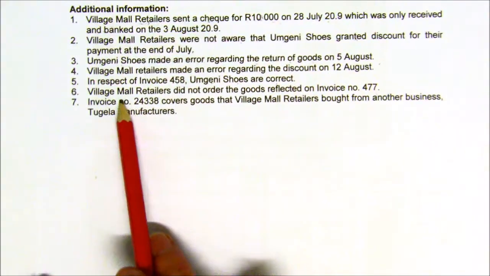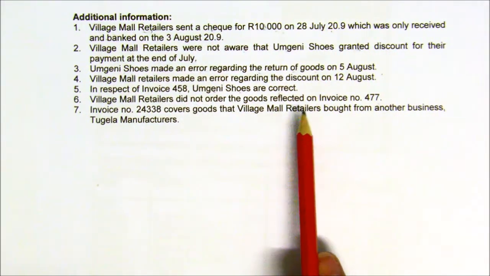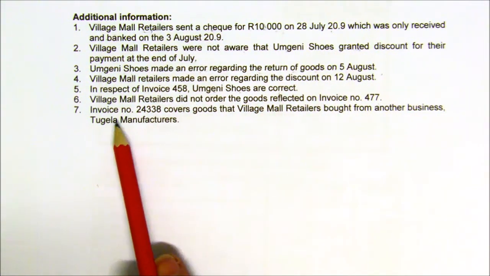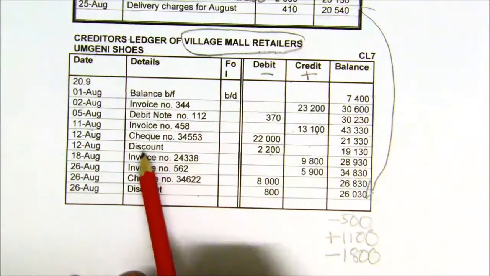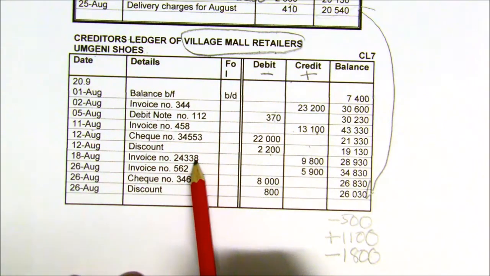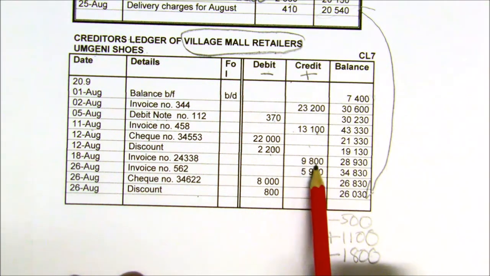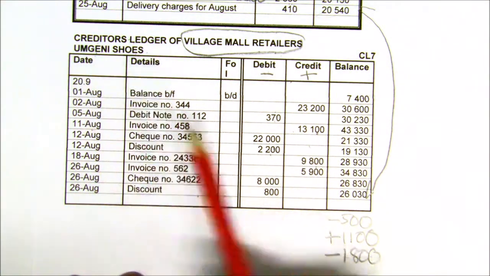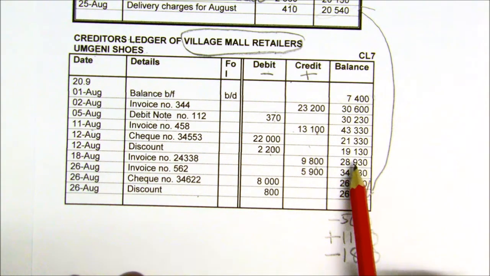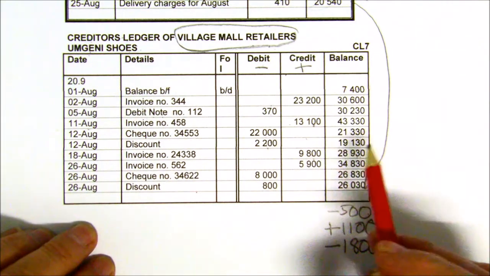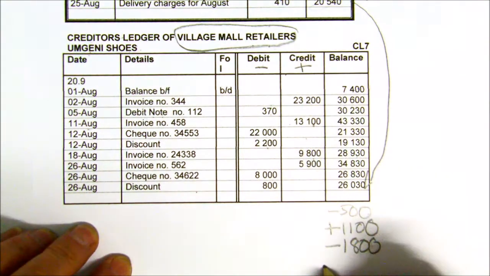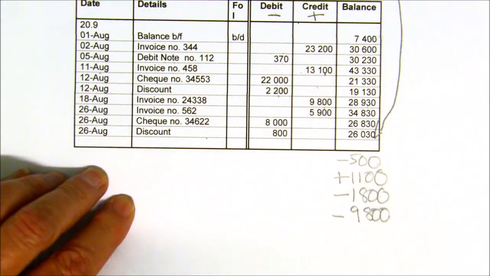And then lastly, invoices, covered goods at Village Mall, that's us, bought from another business together. Now again, if you look here, that invoice is in our books. We have added on 9,800 onto Umgeni Shoes. We said we owe them. But actually, it's not Umgeni Shoes, it's somebody else. So this is wrong. So because we originally plussed it, we're going to have to minus or debit 9,800.